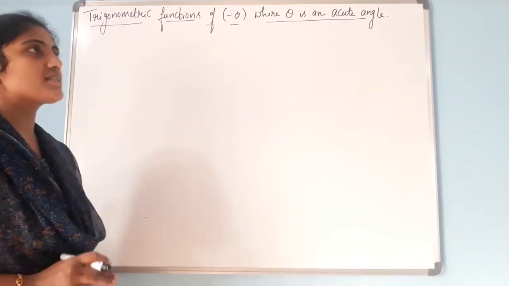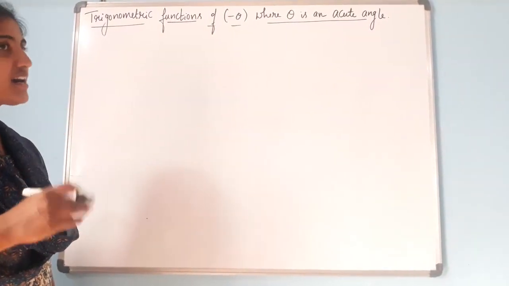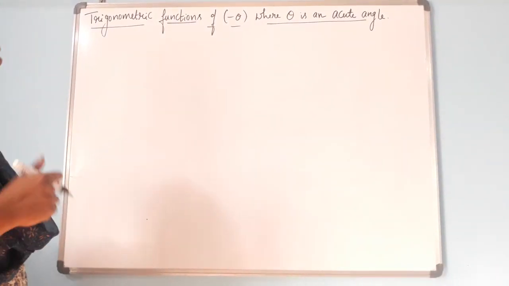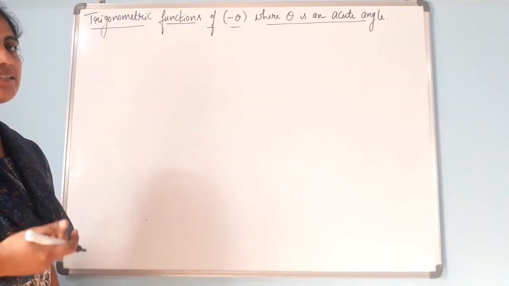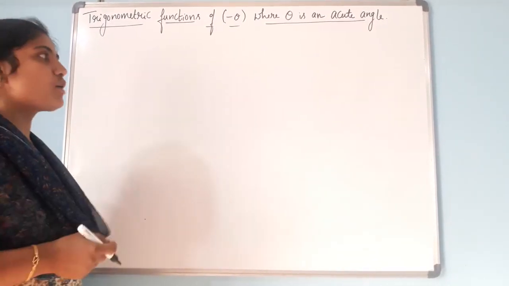In previous classes you studied positive angles, that is sin theta, cos theta, tan theta, right? So instead of theta, if we take sin of minus theta, what is the resultant? Cos of minus theta, what is the resultant we get? Let us know about that.